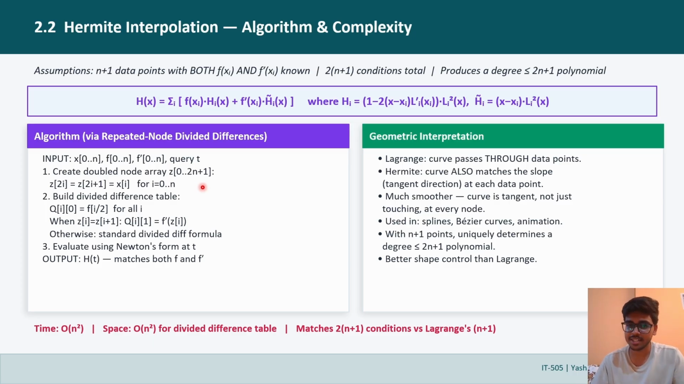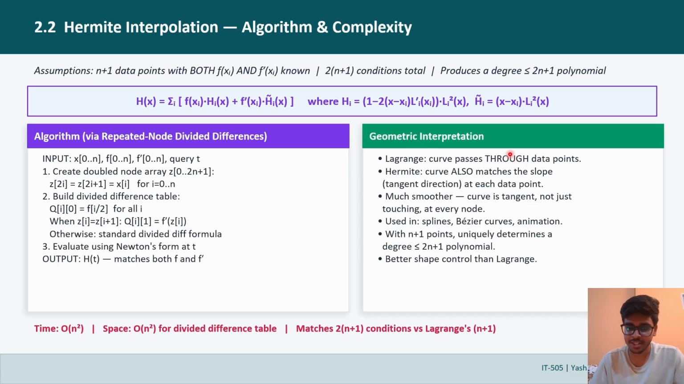The algorithm creates the z array by setting z of 2i and z of 2i plus 1 both equal to xi for each i. We build the divided difference table using the z array, inserting f prime values for each node pair, and evaluate using Newton's form at the query point.